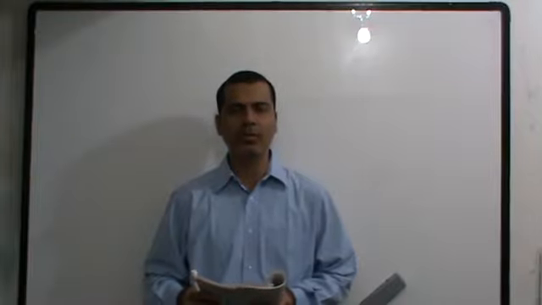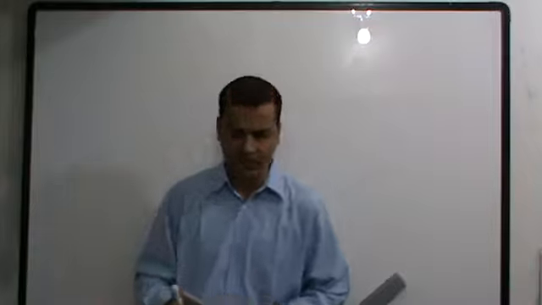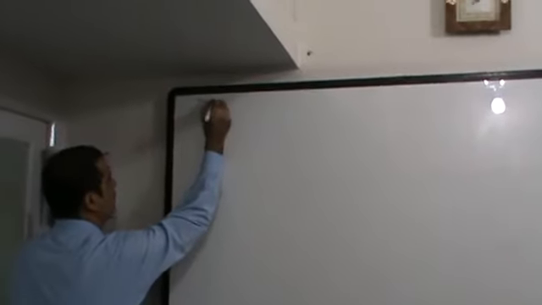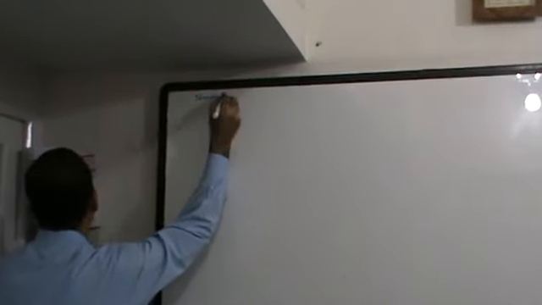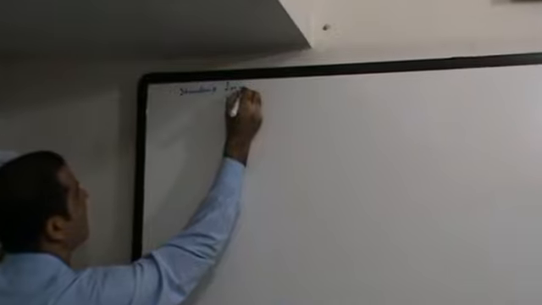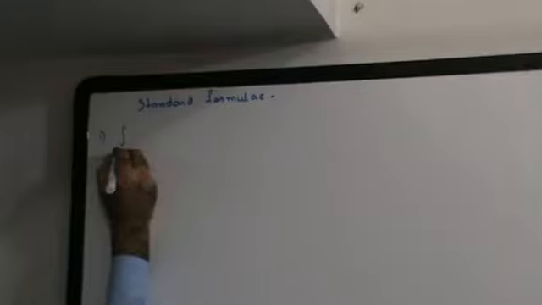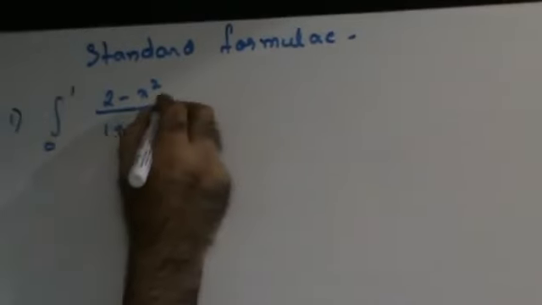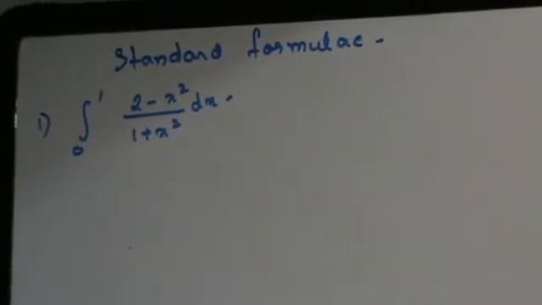I'm Sunil Mirwani and today we'll be doing this chapter called definite integrals. Let's see this. We're going to do the next type today, which is called standard formula. Now this is going to have everything in it. Integral of 0 to 1, (2 minus x square) upon (1 plus x square) dx. Now this is a mixture of all your types.